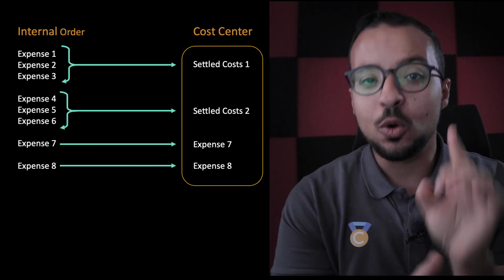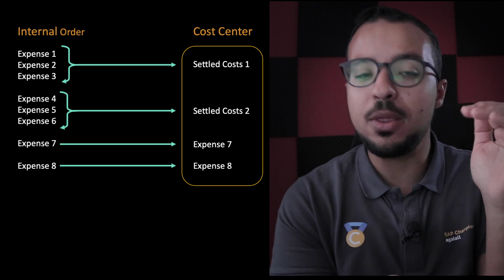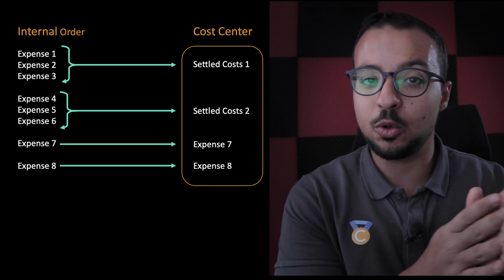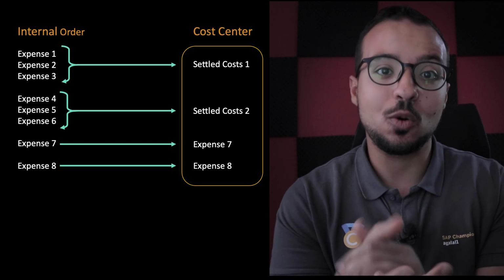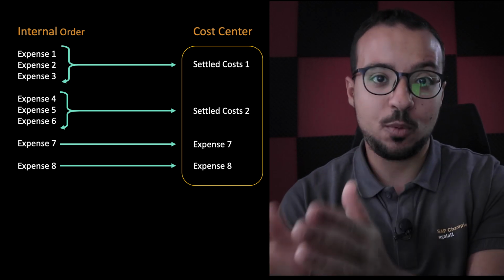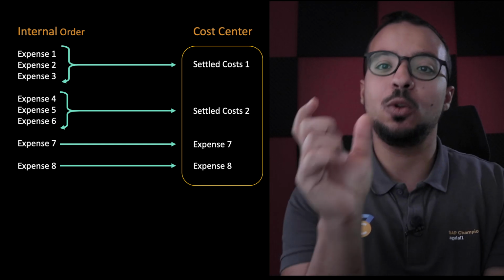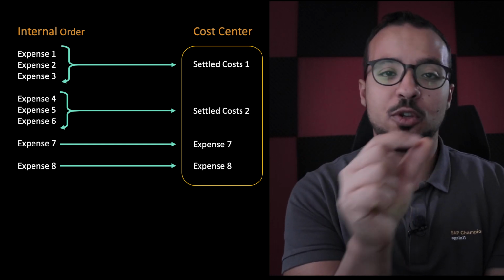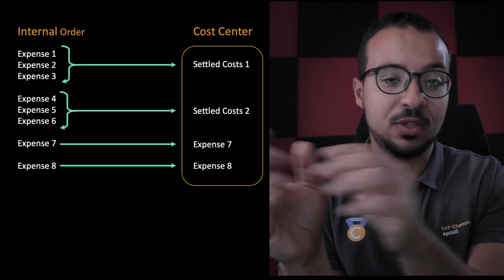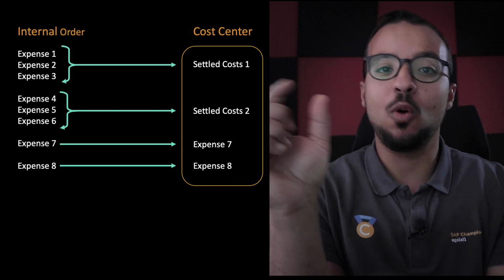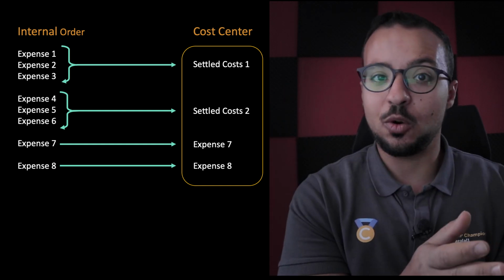If we want to see only one line item for all the costs that were settled from the internal order, then we can use a secondary cost element. And then when we run the report in the cost center 1000, we will only see one line item, for example, saying marketing cost settlement. And this line item will have all the costs settled from the internal order.